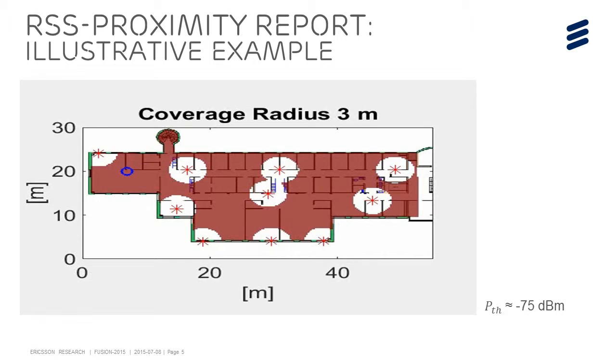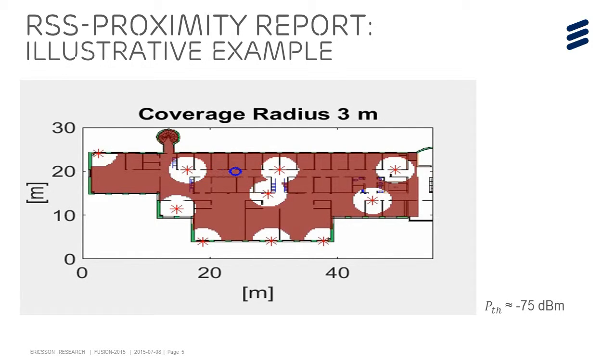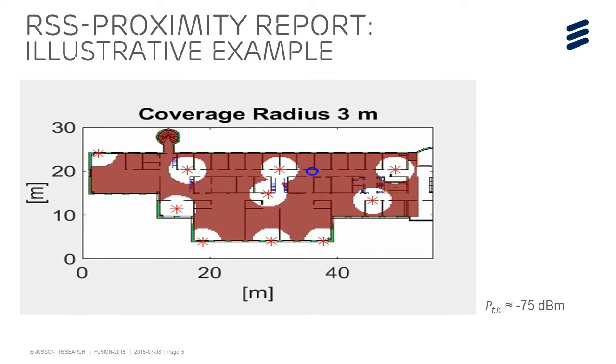In the first example, I set the coverage radius equal to 3 meters. This corresponds to an RSS threshold around -75 dBm. The UE, indicated by a blue circle, moves from the left end of the corridor to the right end. The area filled in red indicates the location ambiguity. Clearly, we can see that most of the time the location ambiguity is quite huge.